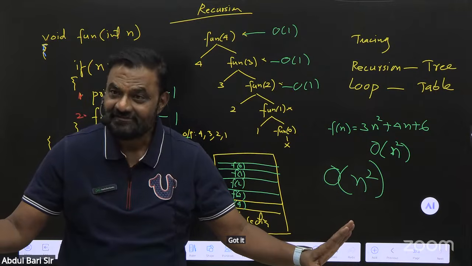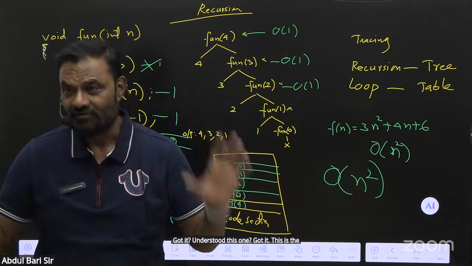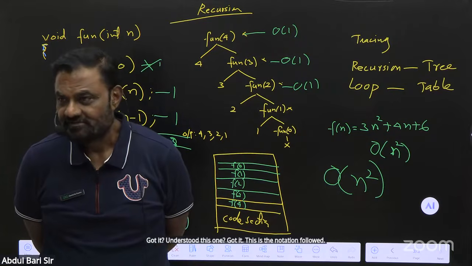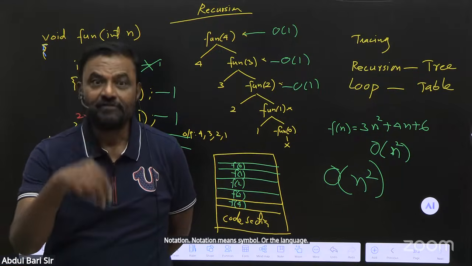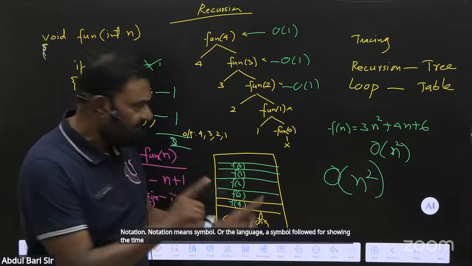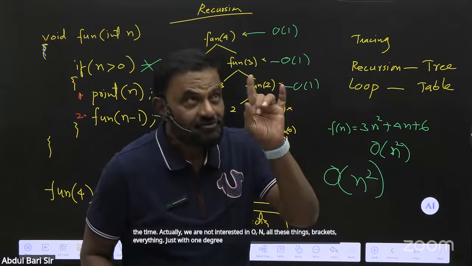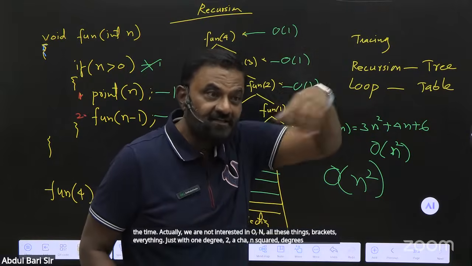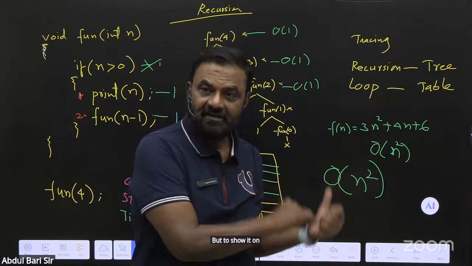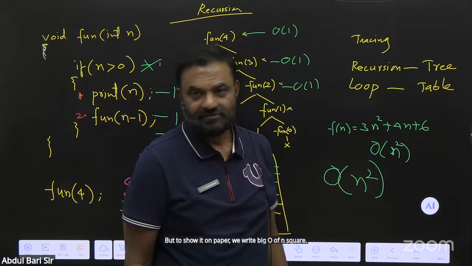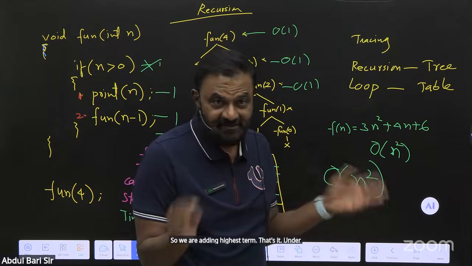Got it? Understood this one? This is the notation followed. Notation means a symbol or a language, a symbol followed for showing the time. Actually, we are not interested in O, N, brackets, everything. Just we want degree 2. N square, degree is 2, high. Degree is 3, more higher. That's what we want. But to show it on paper, we write big O of n square. So we are writing the highest term. That's it. We are just interested in degree.